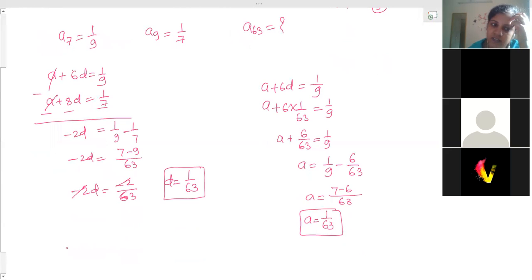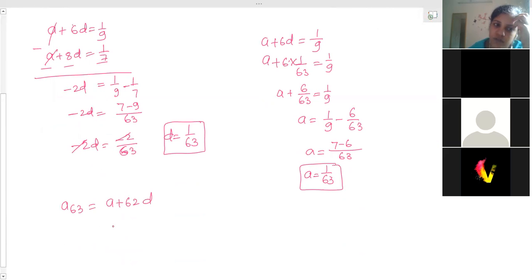And then they are asking the 63rd term. A63 is equal to A plus 62D. Value of A is 1 by 63 plus 62 into 1 by 63. That's 62 by 63, so 63 by 63. Answer is 1. Is it clear?